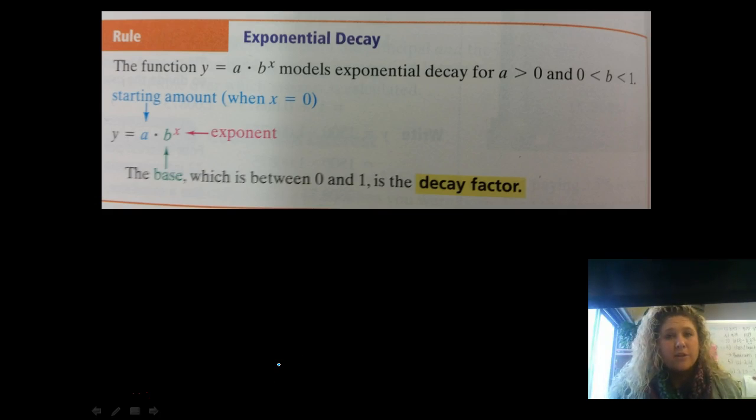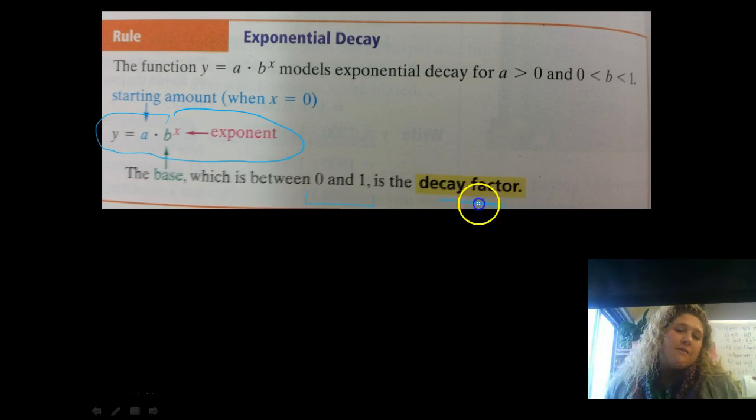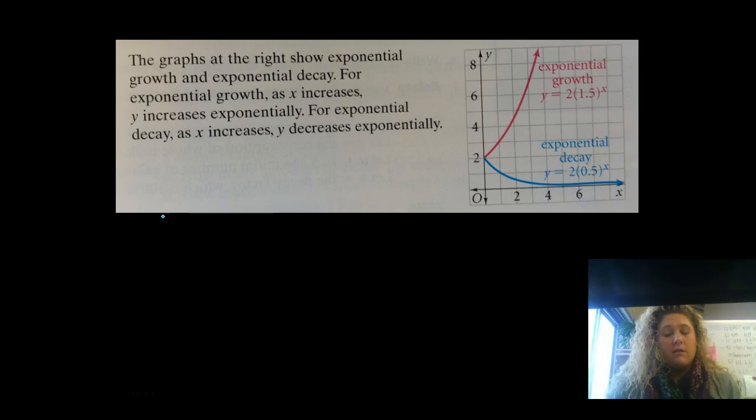Alright, now we're going to work on exponential decay. So understanding we have the same exact setup here for our equation, except A is still going to be my starting amount, B is going to be my base once again, but now my B is going to be between 0 and 1. That is going to be my decay factor. So now, instead of it being greater than 1, it's going to be between 0 and 1. So we know when B is between 0 and 1, my decay is going to be going down. My graph is going to be decreasing quickly downwards and then leveling out.